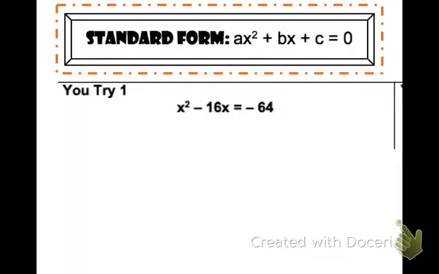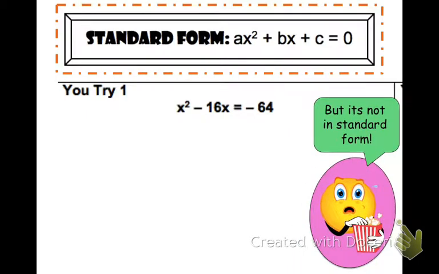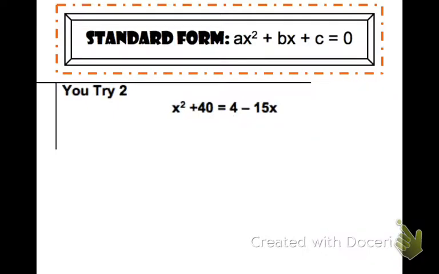All right, let's go ahead and see what you guys have. So again, not in standard form. We need to move that 64 over. So you should have ended up with x squared minus 16 plus 64. And from here, you should have done your x factor and gotten the following answer.